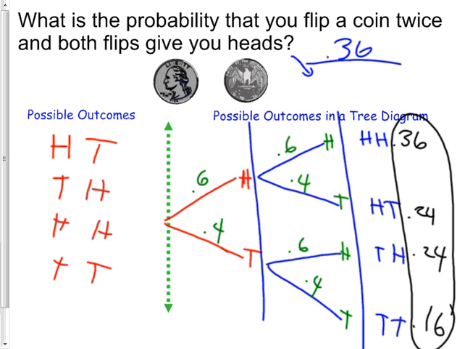The two things that were possible were these two, because they had a heads first. 0.36 plus 0.24, and you could actually add them together and get 0.60. So 0.36 divided by 0.60. All right, it's always what you want over what's possible. See how this keeps coming back? Want over possible.